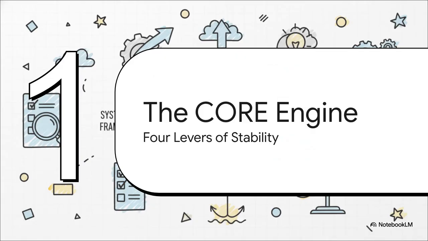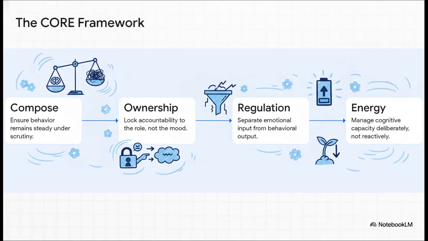So how do you actually install this system? Let's pop the hood and look at the engine that drives it all. It's called the core framework, and it's made up of 4 key levers for a stable executive OS. So the framework breaks down into 4 parts: compose, ownership, regulation, and energy. Think of them as the 4 cylinders in a high-performance engine. Together, they make executive behavior predictable, reliable, and consistent.